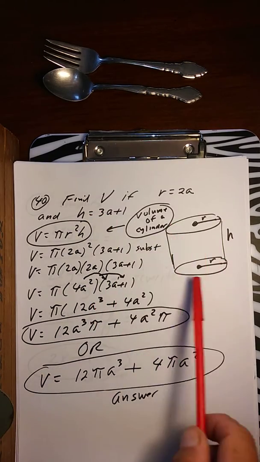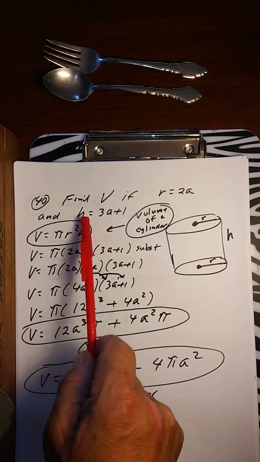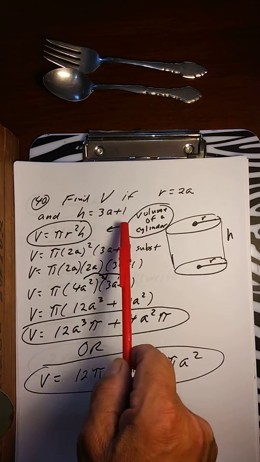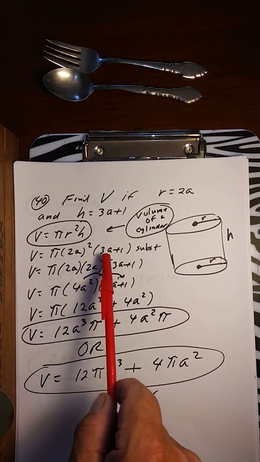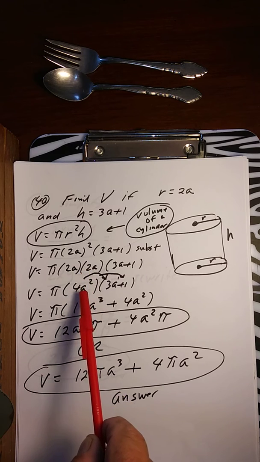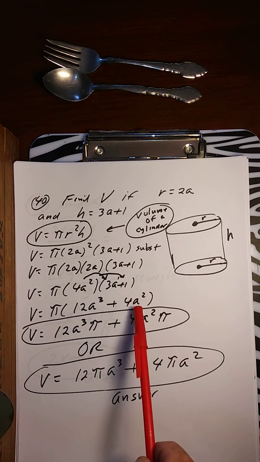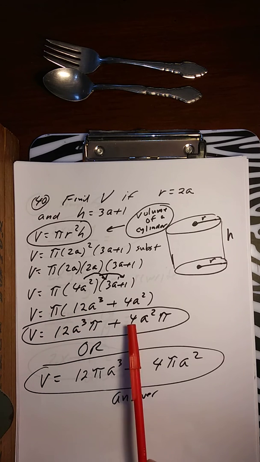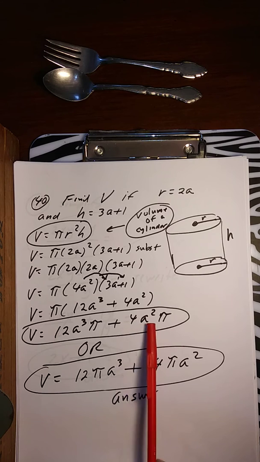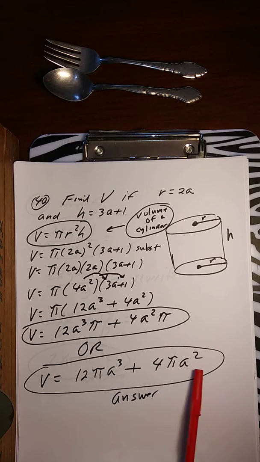Find V, the volume of a cylinder. R is 2a, and H is 3a + 1. So now put them in there: π(2a)²(3a + 1). 2a times 2a is 4a². 4a² times 3a turns out to be 12a³. 4a² times 1 is 4a². That turns out to be 12a³π + 4a²π. Or you can rewrite it as 12πa³ + 4πa².